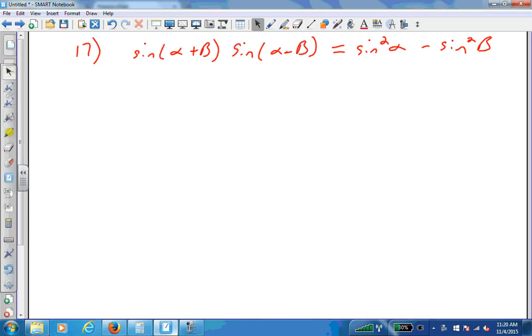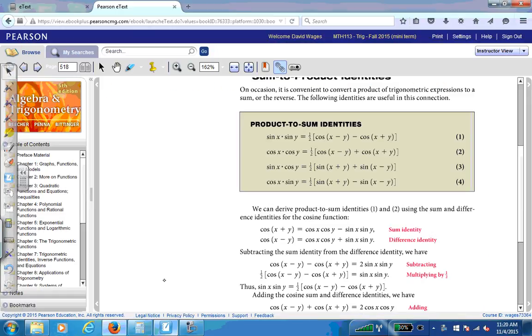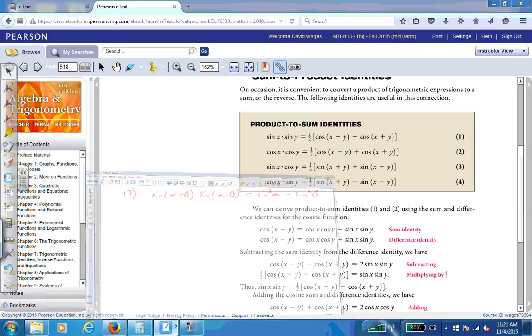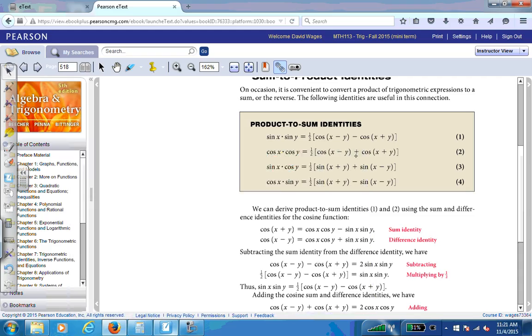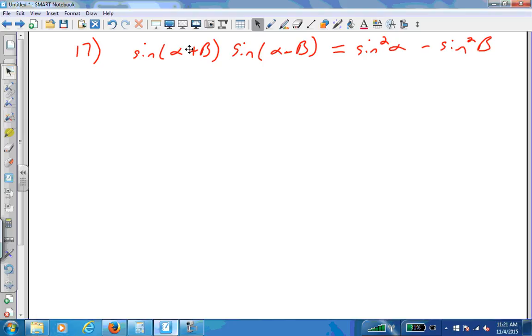Several different ways we could go about doing this one. We could use our product to sum identity. Another approach, we have a sum and difference identity for sine. We could take these and change it using our sum and difference identities. Which way do you want to do it? Doesn't matter. You want to use the product to sum, or you want to use the sum and difference identity? Sum and difference. All right.